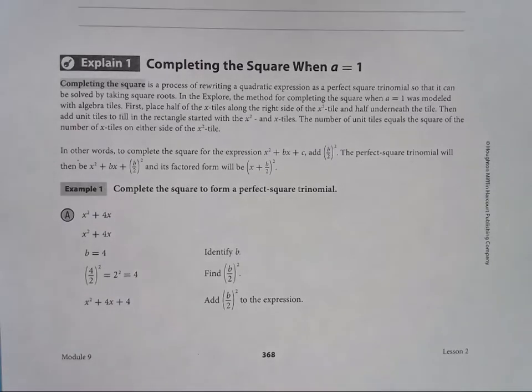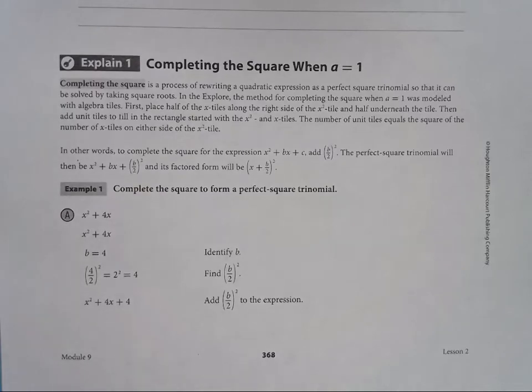Lesson 9.2, solving equations by completing the square. Let's look at explain number 1. Completing the square is a process of rewriting a quadratic expression as a perfect square trinomial so that it can be solved by taking square roots.